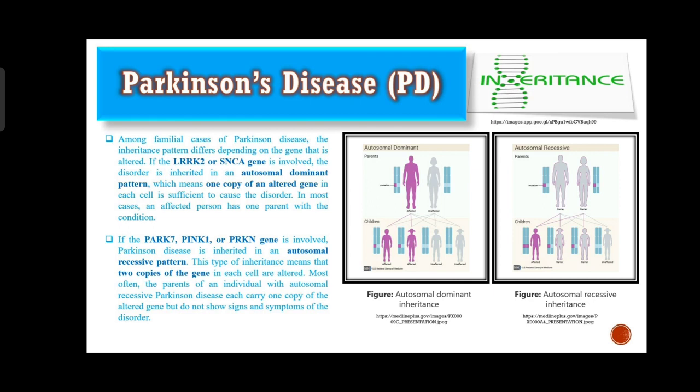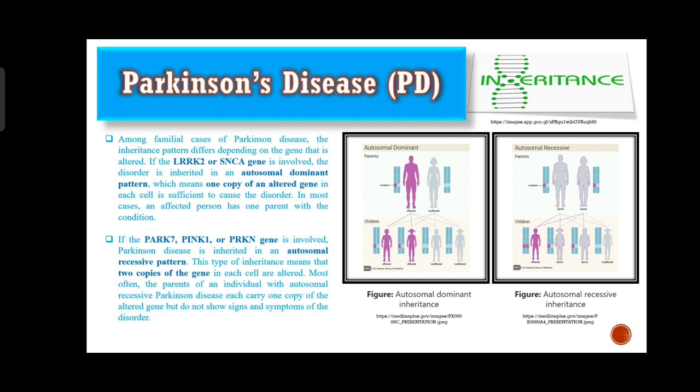Inheritance of Parkinson disease. There are two different types of inheritance pattern observed in Parkinson disease: autosomal dominant and autosomal recessive. If the person has the LRRK2 or SNCA gene altered, then it is autosomal dominant. If the person has the PARK7, PINK1 or PRKN gene altered, then it is an autosomal recessive pattern. In autosomal dominant, only one copy of the altered gene in each cell is sufficient to cause the disorder. In most cases, an affected person has one parent with the condition. A person affected by an autosomal dominant disorder has a 50% chance of passing the altered gene to each child. The chance that a child will not inherit the altered gene is also 50%. So it is a 50-50% chance.